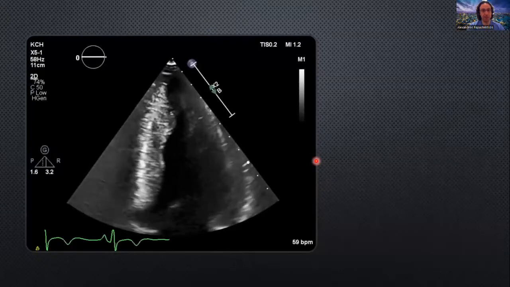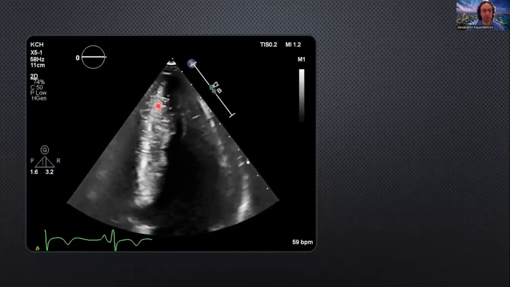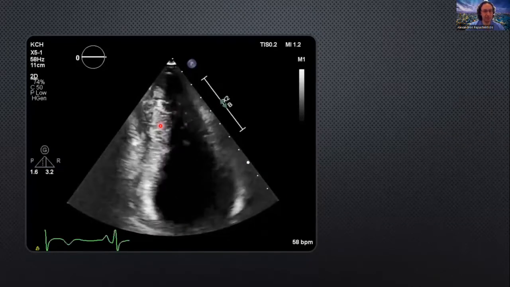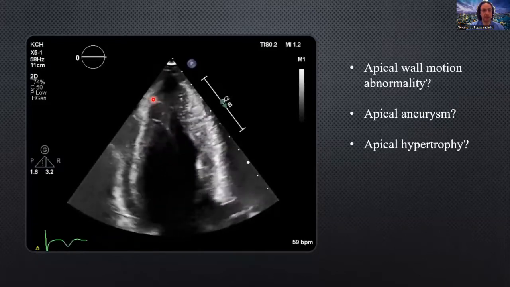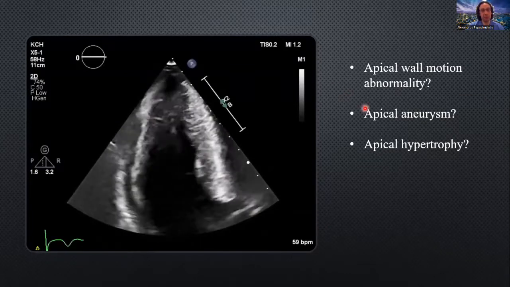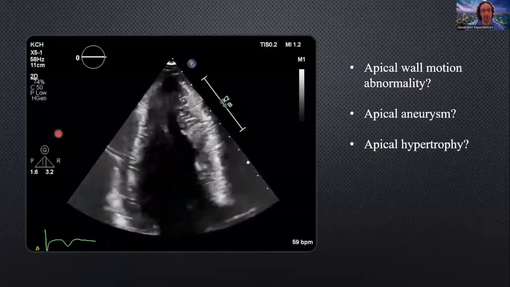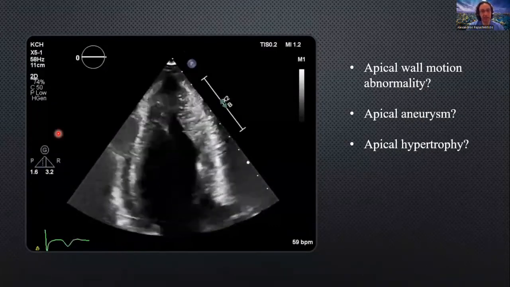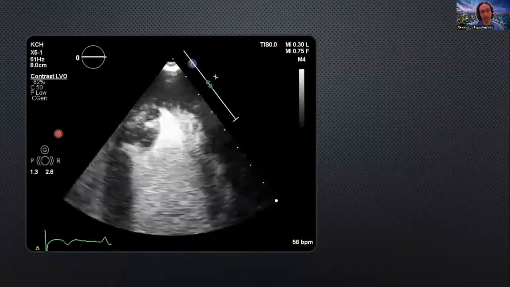And there's another patient who presented with strokes. A very different story here. When I saw these images, I was not entirely sure whether there was some abnormality at the apex, an aneurysm here, I couldn't see the cutting. And I wouldn't commit to a diagnosis. I was thinking of apical motion abnormality or apical aneurysm or apical hypertrophy, and it was only the contrast enhanced study that gave an answer.